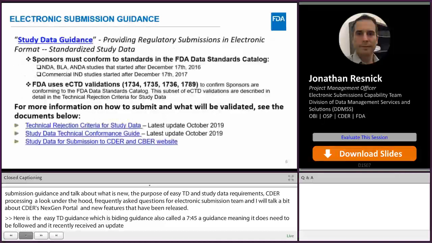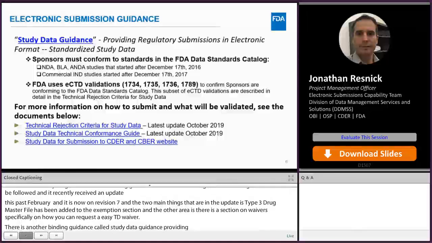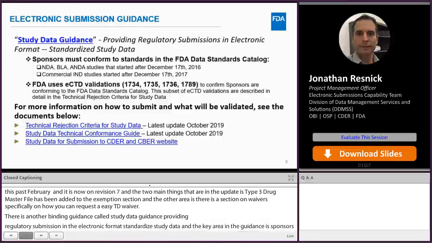There's another binding guidance out there called Study Data Guidance, providing regulatory submissions in electronic format, standardized study data. The key area in this guidance is it says sponsors must conform to standards in the FDA Data Standards Catalog, and that applies for NDA, BLA, ANDA studies that started after December 17, 2016, as well as commercial IND studies if they started after December 17, 2017.